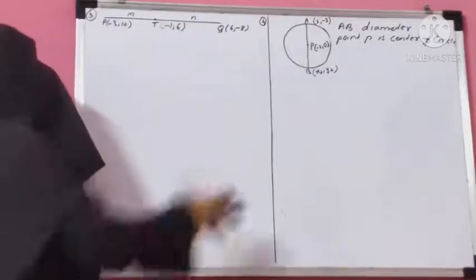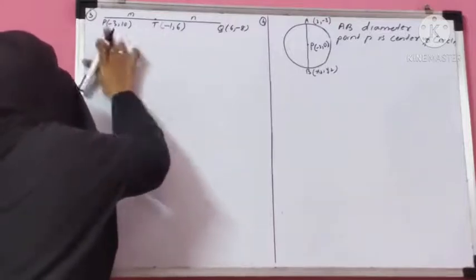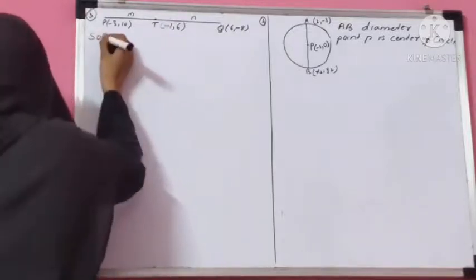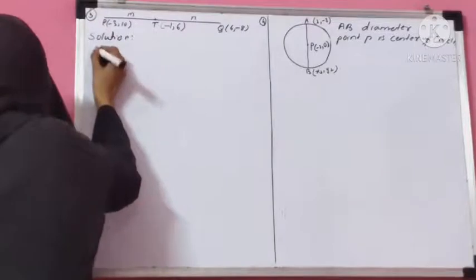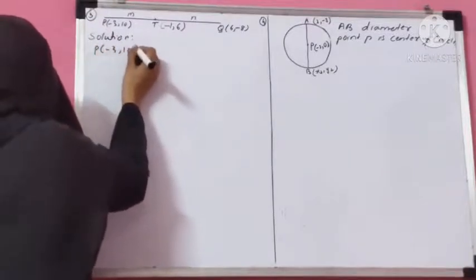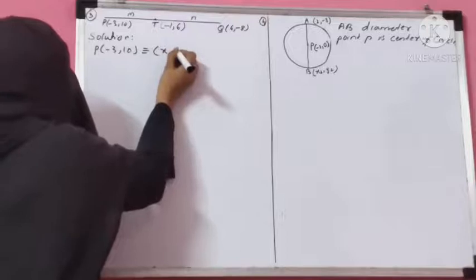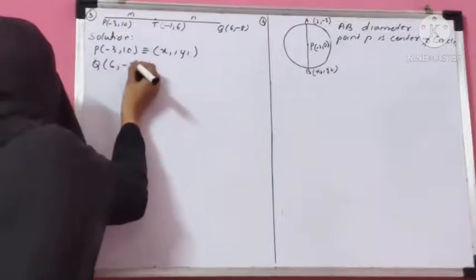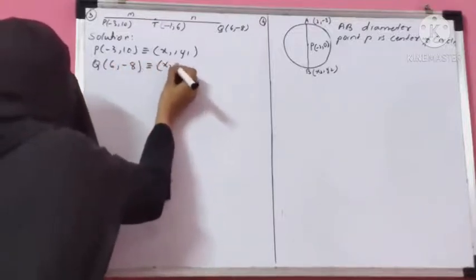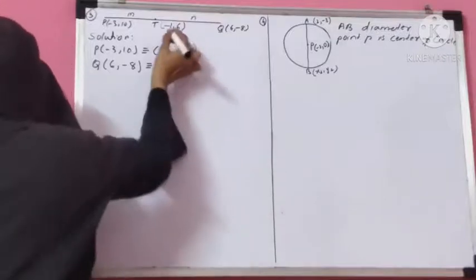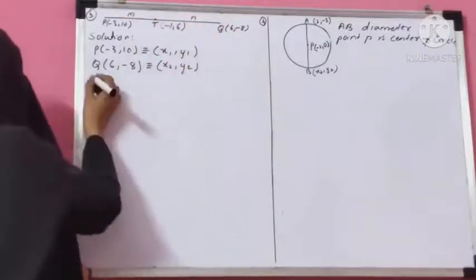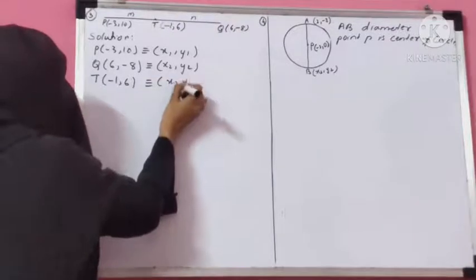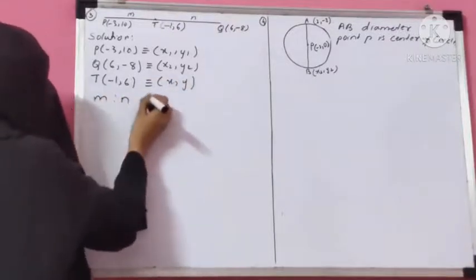Here you have to find in which ratio this point T divides this segment. You have to find the ratio m and n. So let's start the solution. First point P, that means (-3, 10), is nothing but x1, y1. And the second point Q, (6, -8), is nothing but x2, y2. Point T is on this segment, so the coordinate of point T is x and y. And you have to find the ratio m is to n.